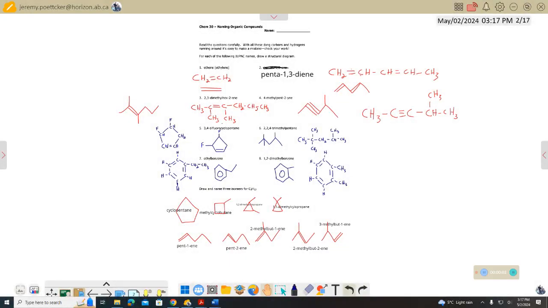All right, so naming some organic compounds, drawing structural diagrams. This is the quick video key. You can see it all on the screen, but really quickly, we went through the red stuff at the top in class.